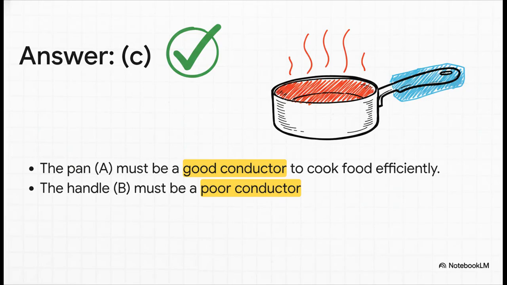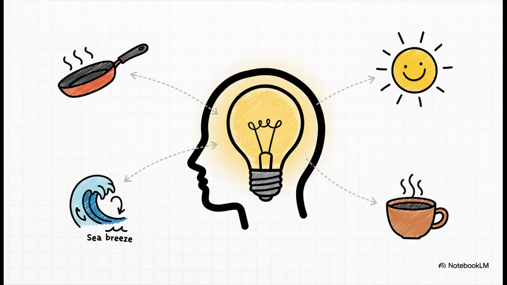Of course it is. You need Part A, the pan, to get hot really fast, so it has to be a good conductor. And you need Part B, the handle, to stay cool so you can hold it, which means it must be a poor conductor, an insulator. It's just simple logic. See how easy that was? Physics is not difficult at all, bachcho. It's really just about understanding the amazing world around you.